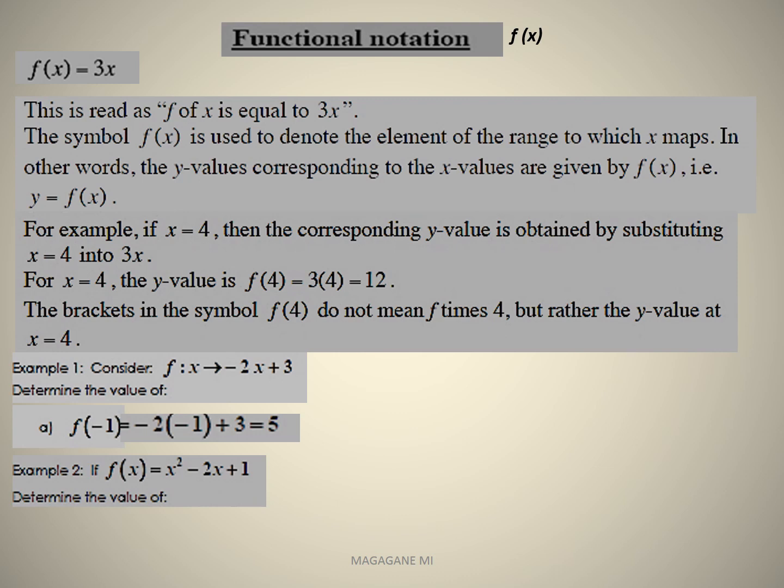Example number 2. f of x equals x squared minus 2x plus 1. Determine f of -2. So what does this mean? It means where we see x, we put -2. So we have -2 squared minus 2 times -2 plus 1, which equals 9. So this is the function notation. Your f of x represents y.